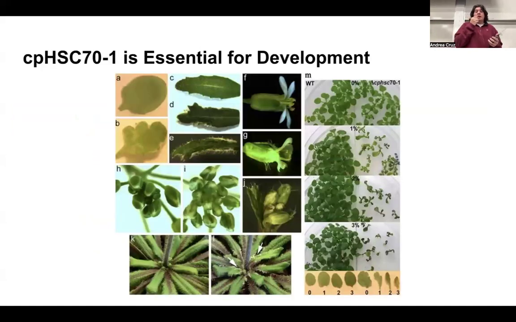So as you can see here, like I said before, CpHSC71 is essential for development. Specifically looking at the right image, we see an example of wild-type plants growing in a normal environment, in a normal way. And on the right, we have a plant with the mutated CpHSC71 gene, which can result in issues with leaf formation, chloroplast development, and ultimately the death of the plant.